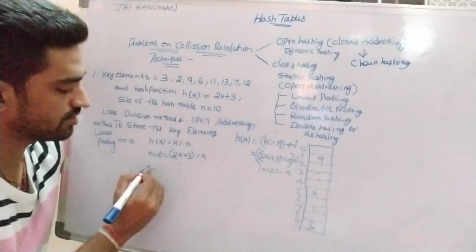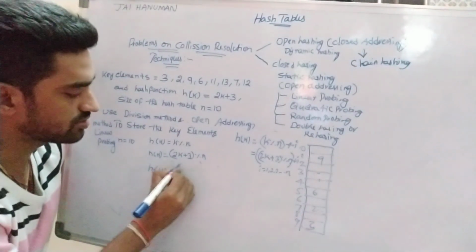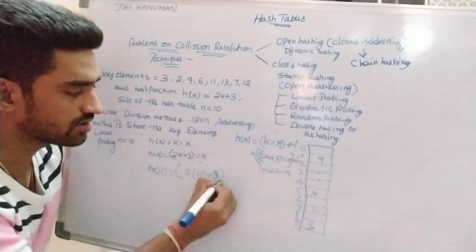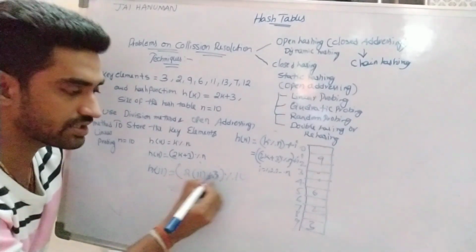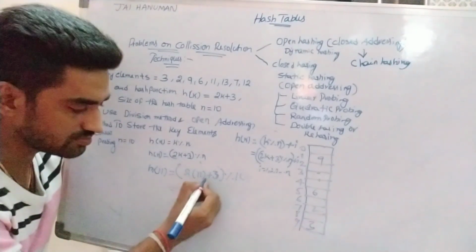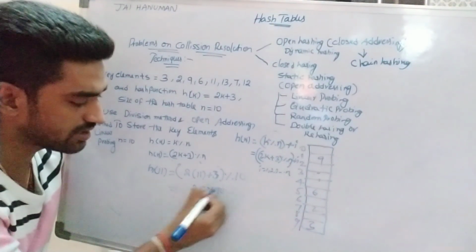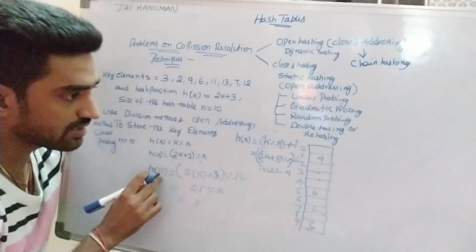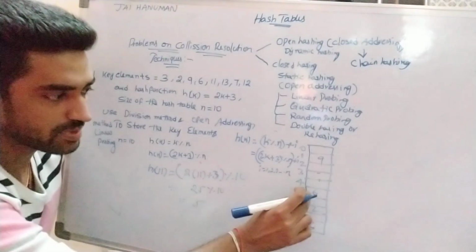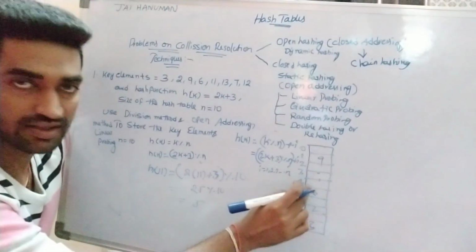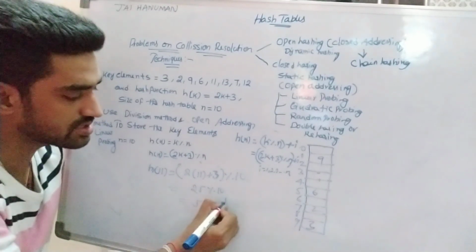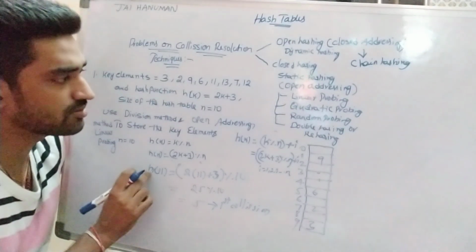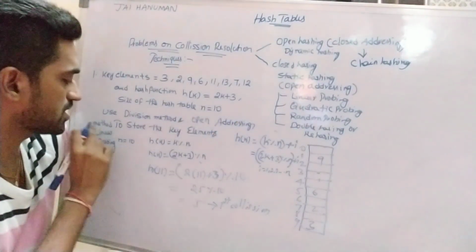H of 11. So 2k, 2 into 11 plus 3 modulo division of 10. So 22 plus 3, 25 modulo division of 10, 5. So at the fifth position generally we would insert 11, but the fifth position is already occupied by key element 6. So that is why the first collision occurred for key element 11. Then we apply the open addressing mechanism, linear probing.